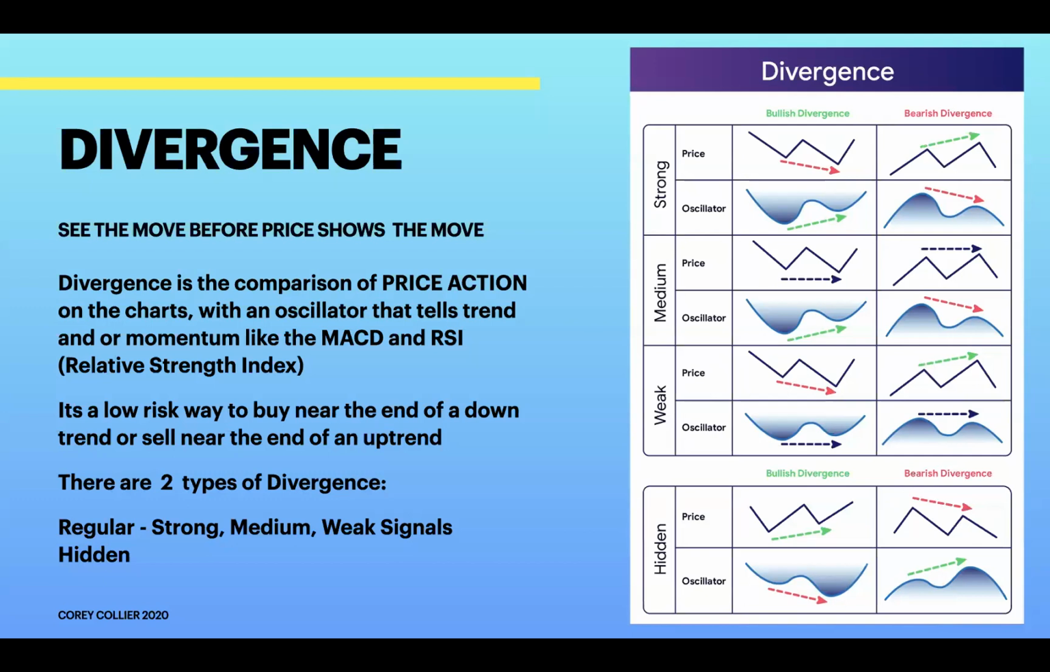So starting up top where it says strong on the left-hand side, bullish divergence would look like that. You have the first low at the top of the red arrow, price bounced up, and then you have the second low. Yes, the second low came slightly below or lower than the first low, but if you look at the oscillator, which would be the MACD, you have a low and a higher low.